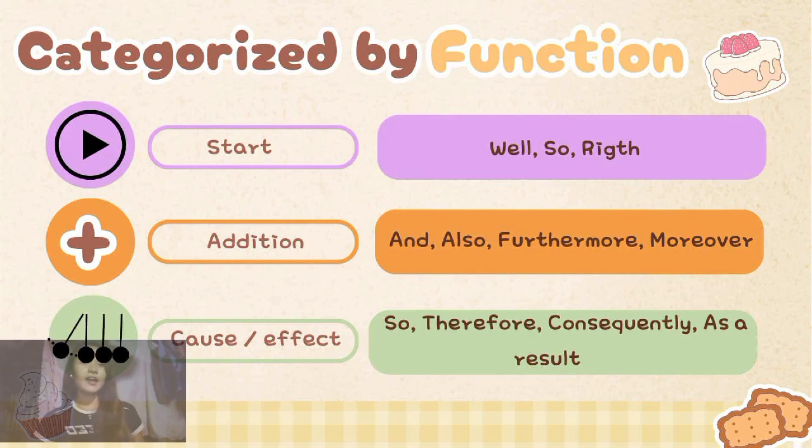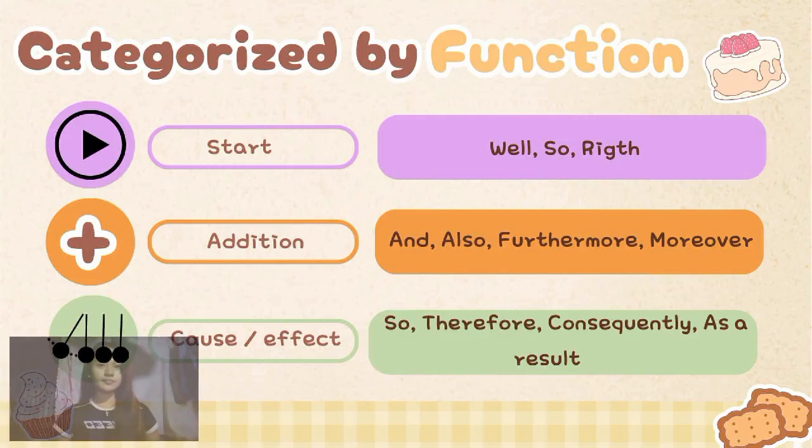So next we have adding information. These are words like and, also, furthermore, moreover, in addition, and besides. For the third one, we have showing cause and effect. These are words like so, therefore, thus, consequently, as a result, because, since, and as. And take note, words like because, since, and as can also be subordinating conjunctions.